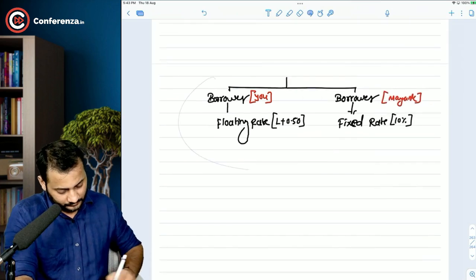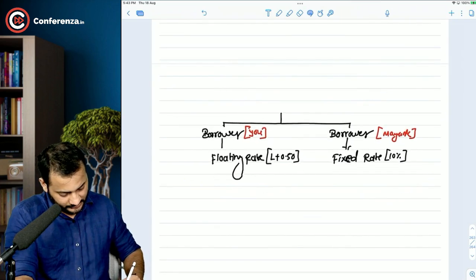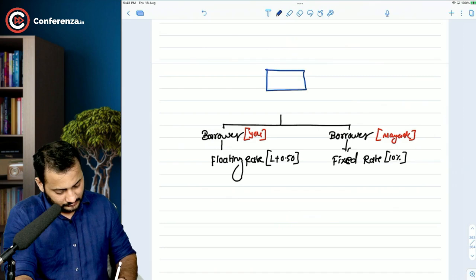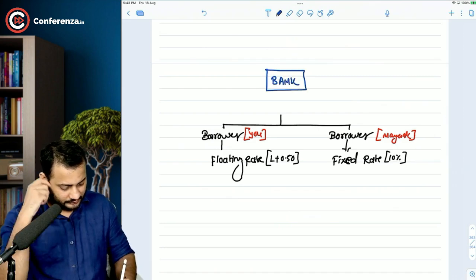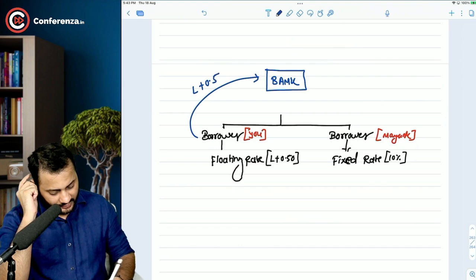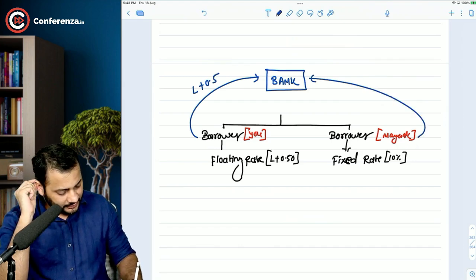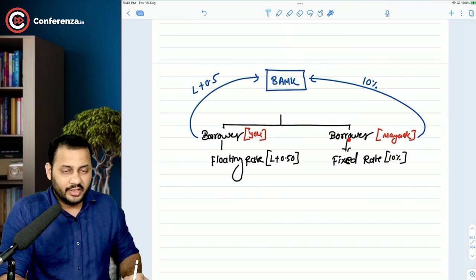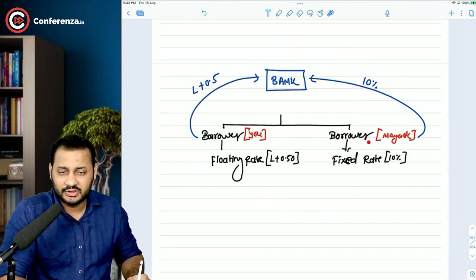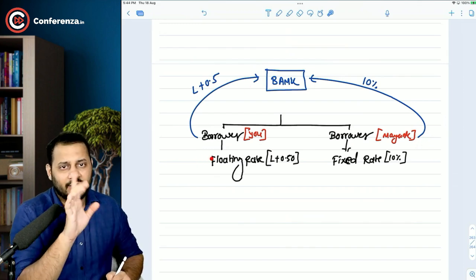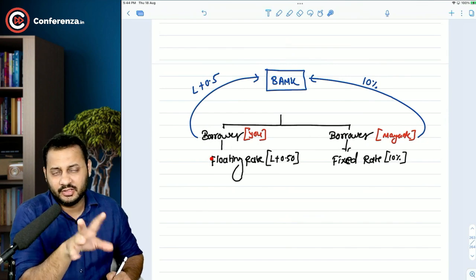Now, let's just keep it here. This is the bank. You will be paying LIBOR plus 0.5 every time. I will also be paying the interest, but that's 10% fixed. Let's say, for the sake of simplicity, the loan taken by both of us is 100 crore each, and it has been taken for 5 years. Keeping it simple, annual payment will be there. Now, we have taken the loan, 1 year has completed, 4 years are left. Now, what is happening?